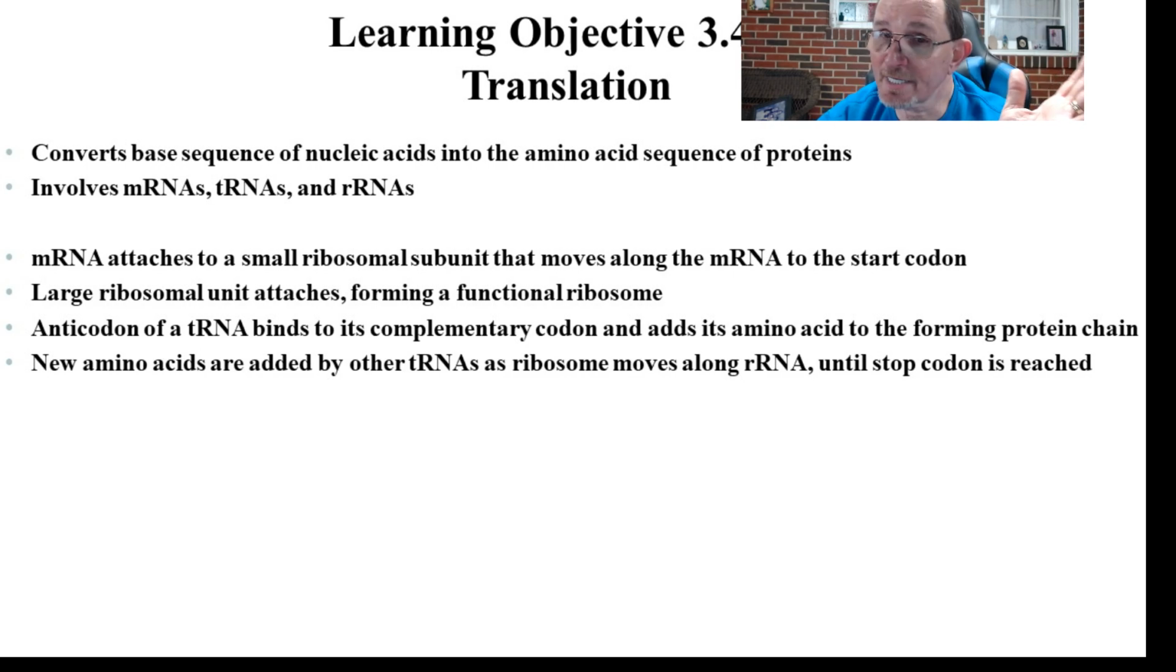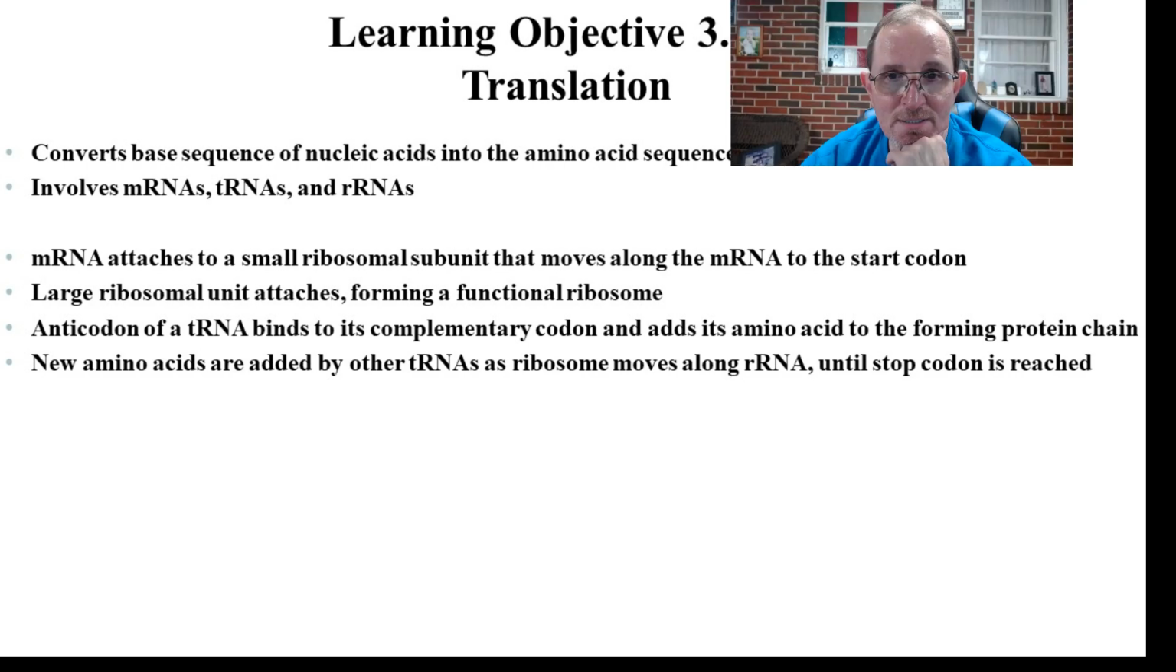All three kinds of the RNA are involved. Obviously, the rRNA is going to be there as part of the ribosome. mRNA tells us which one goes next. tRNA goes and fetches these guys for us.